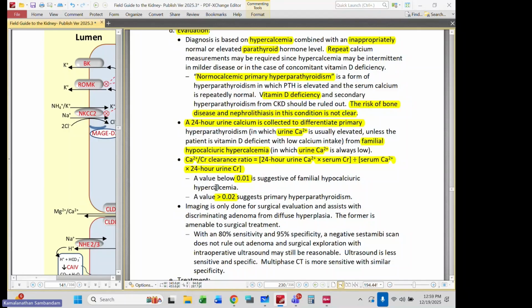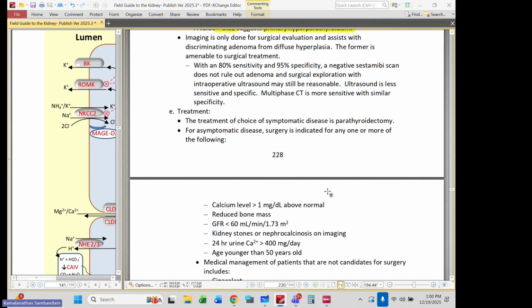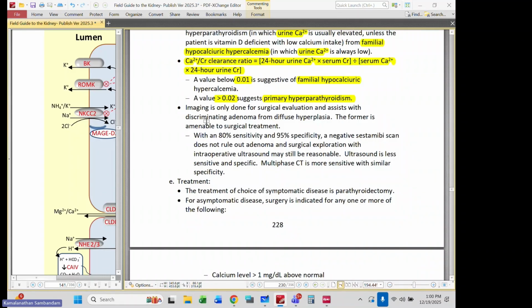Okay, and some cut points that are used for FHH is 1% or less, and primary hyperpara is generally greater than 2%. You can see that there's a gray zone here, right? People fall in the middle, so there's plenty of patients that you might need to do additional testing to finally make a diagnosis. Let's end on treatment of primary hyperpara.